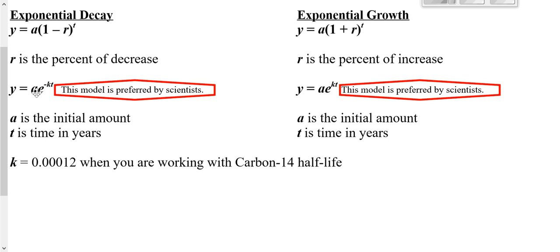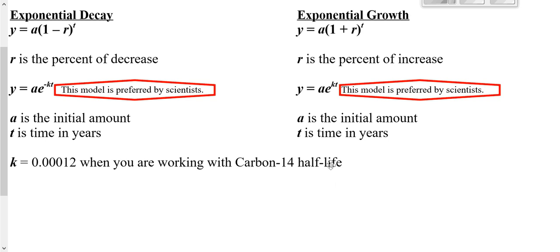A, once again, for the scientific, is still what you start out with. T is still your time, often in years, but not necessarily always in years. K is some constant. Sometimes you have to figure that out for your problem, and sometimes you'll be given that. And Y is the amount left over.